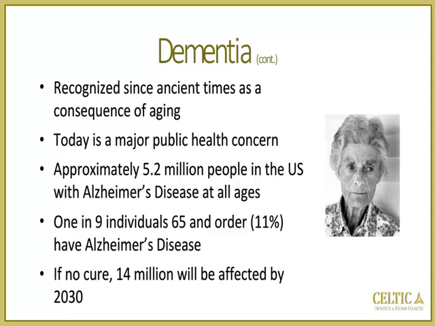Approximately 5.2 million people in the United States have Alzheimer's disease at all ages. 1 in 9 individuals, 65 and older, or 11%, have Alzheimer's disease. If we do not discover a cure, over 14 million people will be affected with this disease in 2030.